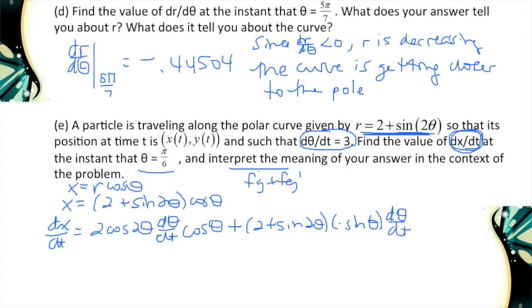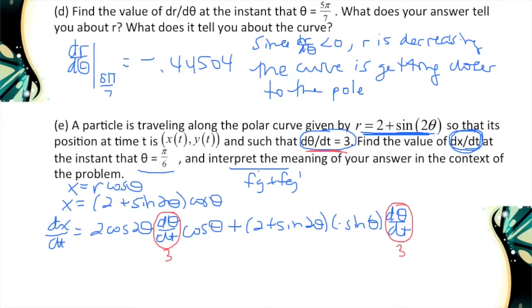Now, this is how we would do it by hand. We would go ahead and sub in a pi over 6 everywhere we had a theta. These little pieces right here, these we know are 3. We know that from this piece of information right here. So we would just work that out by hand. But since we have a calculator, let's investigate how we would do this with a calculator.